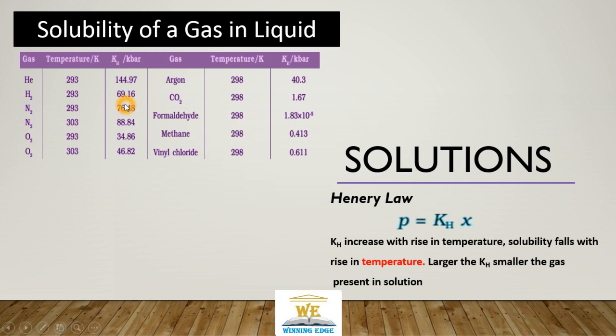Here we see for the same gas, oxygen, at higher temperatures, the Henry's constant value will be higher. Now in Henry's law, when this is a constant value, for the same partial pressure, when temperature goes up, KH will go up. It means X will have to come down to compensate the increase in KH. So mole fraction in solution will reduce with increase in temperature because of higher Henry's constant.